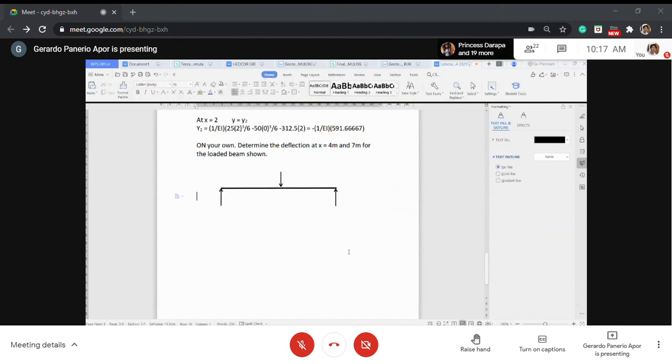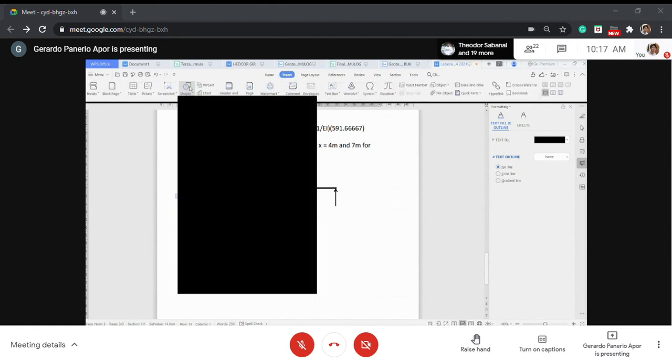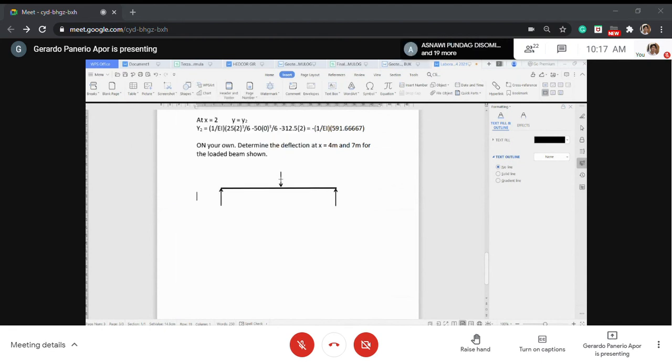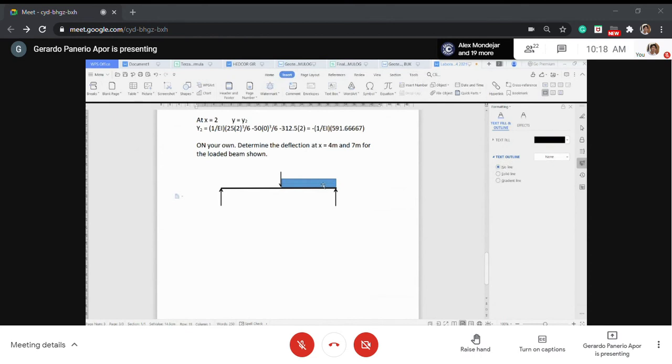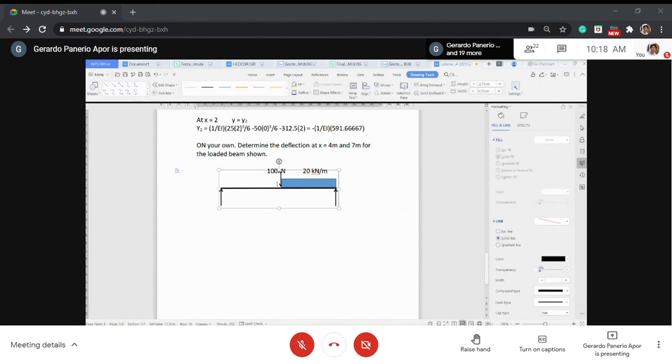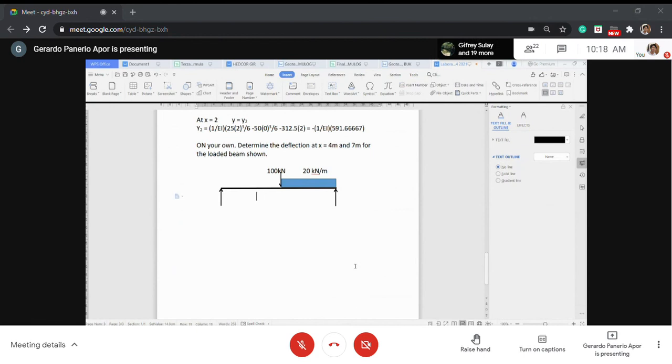Outside, in between, we add the load line. Insert the shape, and make it a line. Put 100 kN here, and 20 kN per meter here. This is 5 meters, and then this is another 5 meters.